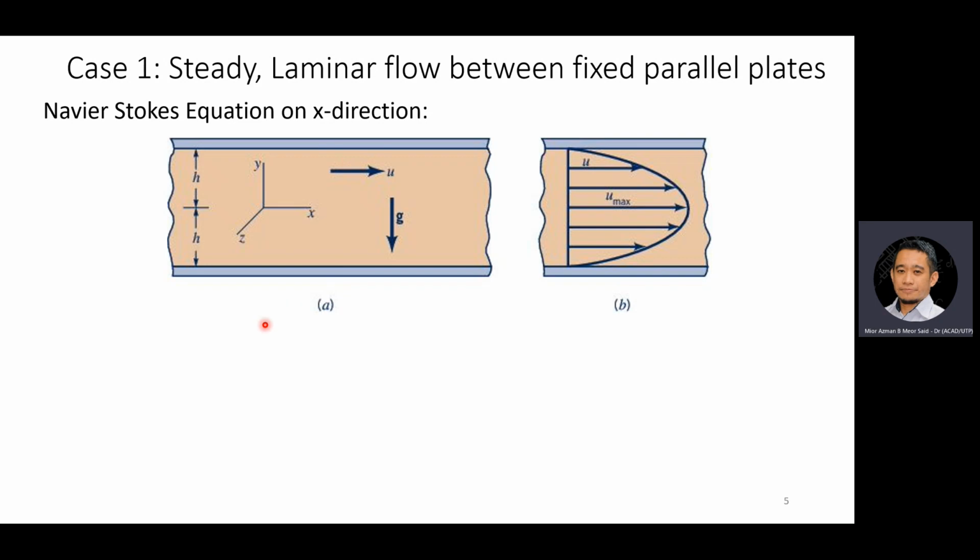Even though we analyze it in two dimensions, we know we have x, y, and z. X is along the axis, y is the height, and z is the direction coming out of this line. So this is the Navier-Stokes equation in the x direction. It's like a cross section of a pipe. Now we look at case one, between fixed parallel plates.